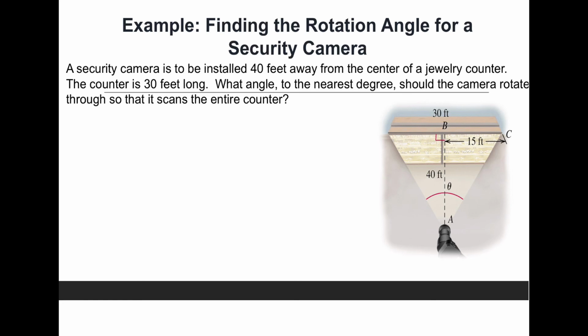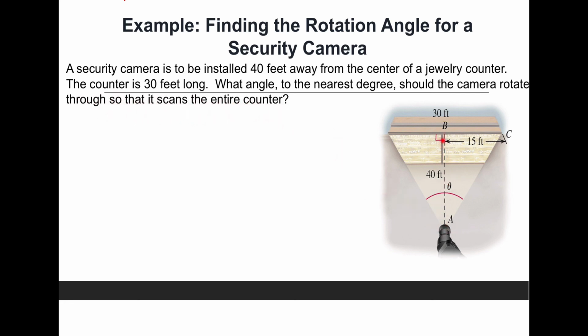So here we're given another problem. This is our last one, and it looks like we're after an angle in this one. A security camera is to be installed 40 feet away from the center of a jewelry counter. The counter is 30 feet long. At what angle to the nearest degree should the camera rotate through so that it scans the entire counter?